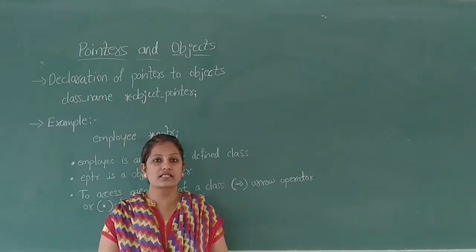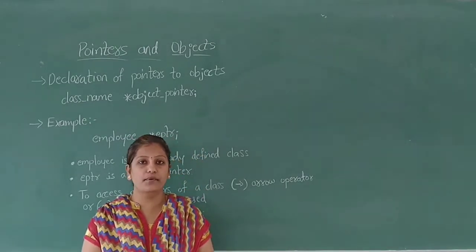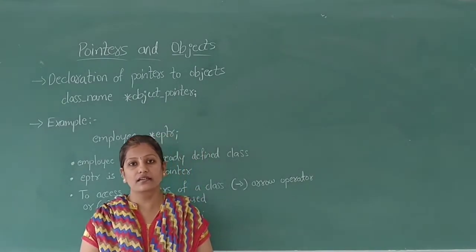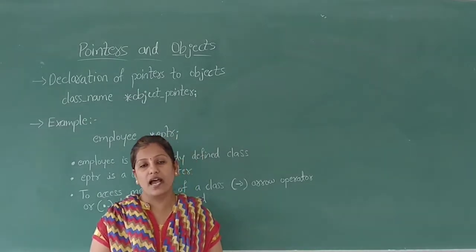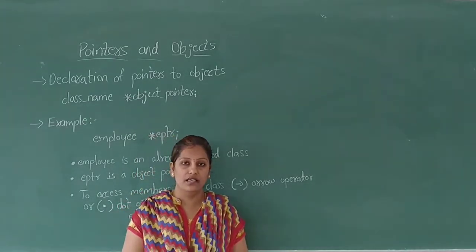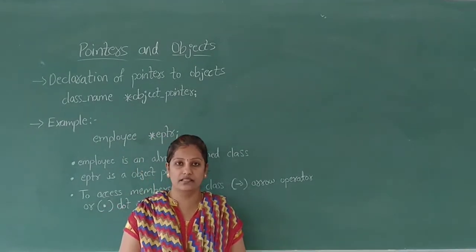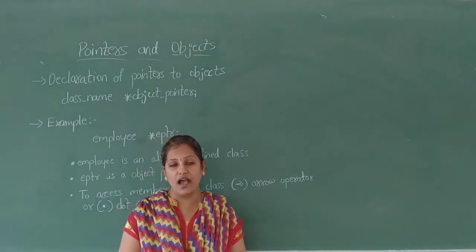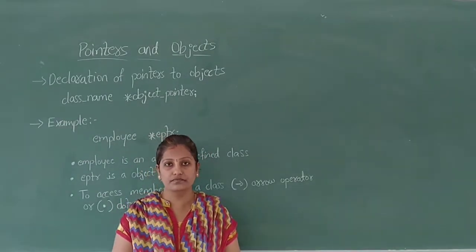In previous classes, we have discussed pointers and strings, pointers and structures. As we know, there are pointers to variables, pointers to strings and pointers to structures. Similarly, there are pointers to objects. The pointers pointing to an object are referred to as object pointers.